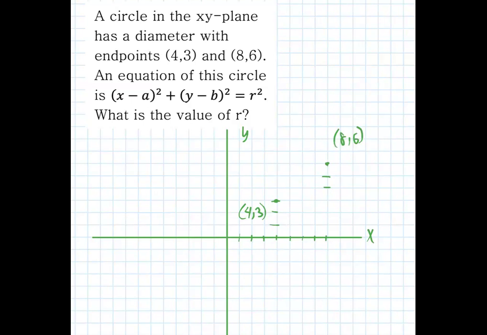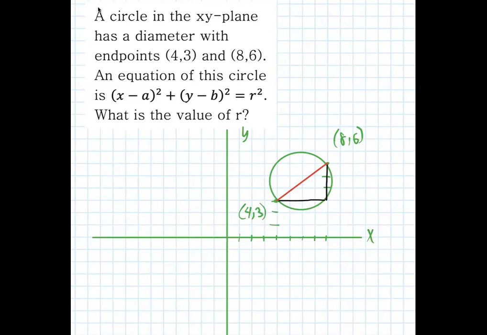So we have a circle that looks like that generally, and it's got the diameter that goes straight from the (4, 3) to the (8, 6). And what we're saying is that any diagonal segment really is part of a right triangle, whether we realize it or not, has a vertical component and a horizontal component.